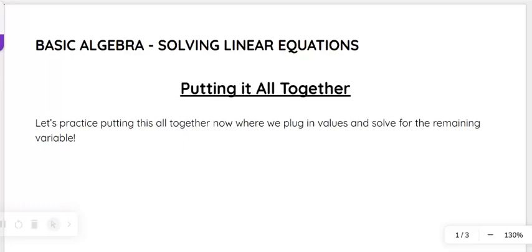Hey there, so in this video we're going to take a look at how we can put together solving equations along with actually plugging in variables as well. So let's take a look at some examples to start.